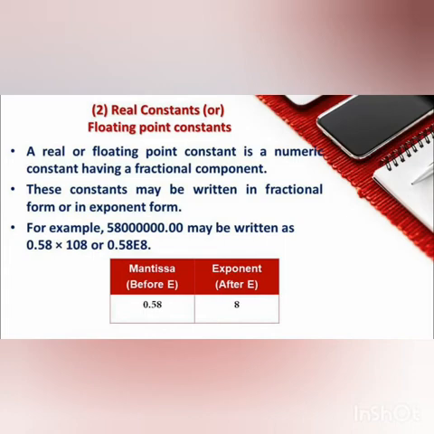The exponent form of a real constant consists of two parts. One is the mantissa and the other is the exponent. The mantissa must be either an integer part or a real constant. Then the mantissa is followed by the letter E, capital E or small e, and the exponent should also be an integer. Now, let's see some examples.